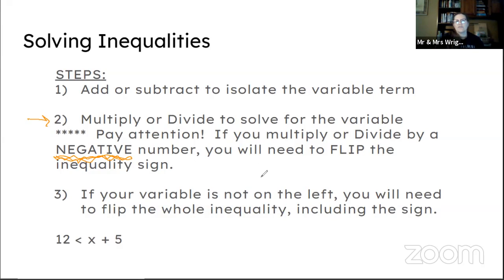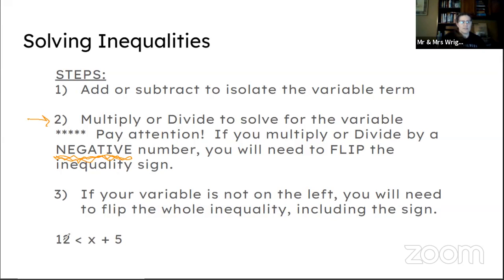Now, if your variable is not on the left, I suggest you always flip the whole inequality around, including the sign, as your last step. Because we're going to see in just a moment when we're graphing, it's going to be a lot easier to always have the same system, the same routine, and that involves having the variable listed first.